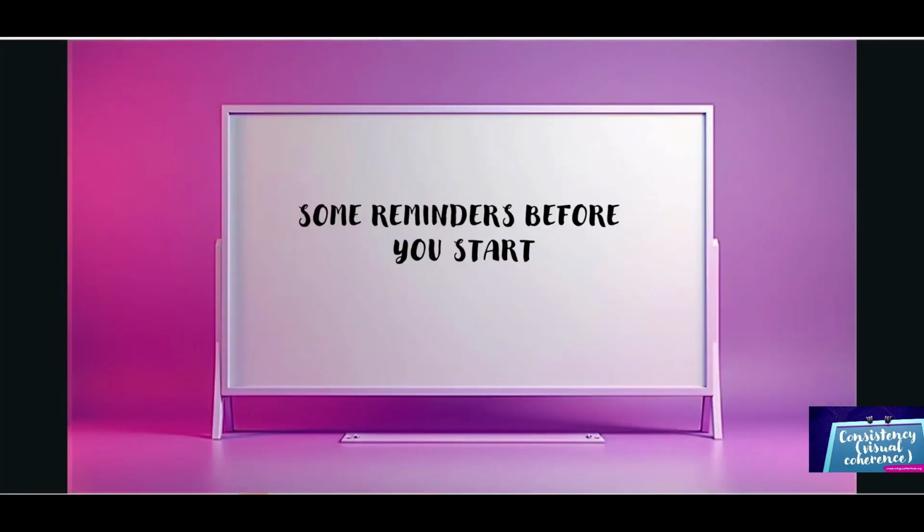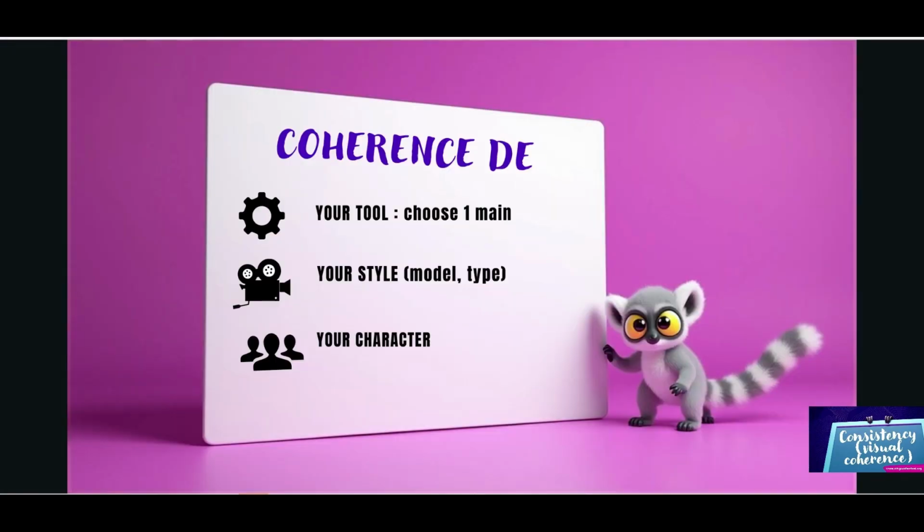A few reminders before you get started. Actually, consistency operates on several levels. First, it's about choosing your tool. And we're going to recommend that you pick one in particular. Well, just one. Next, when it comes to your tool choice, it's really about defining your style, your model. You'll see why. And finally, we'll focus on this part, the consistency of your character, your main character, or your characters.